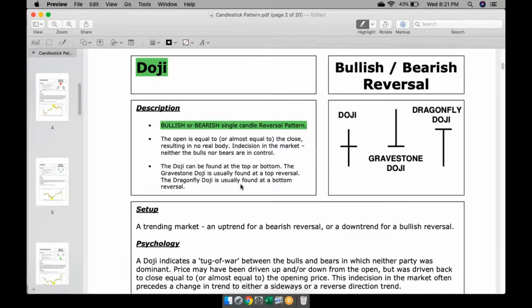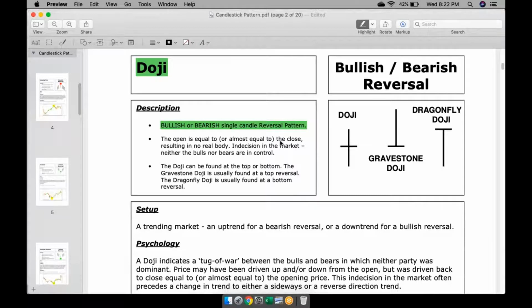So it can go upside. When you see a doji in an uptrend, there is a high possibility of reversing down. Even it can go further upside. There are both the chances. That is why it is mentioned as bullish and bearish reversal pattern. The open is equal to or almost equal to close. Indecision in the market, neither bulls nor bears in control. The doji can be found on the top or bottom.